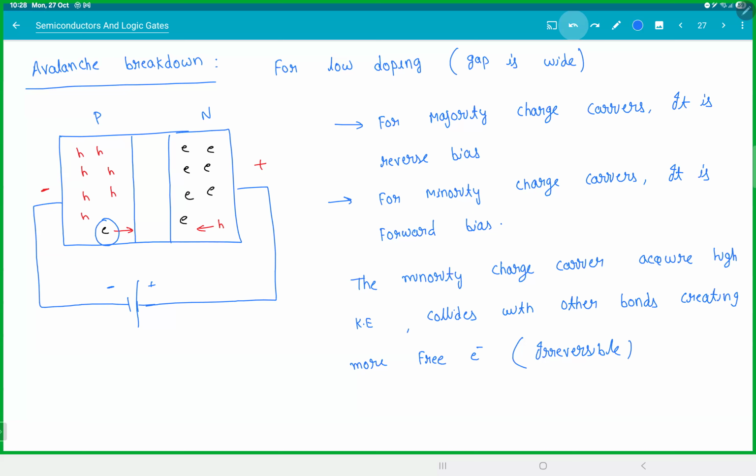At some point, they gain enough energy, they start bashing each and every bond, and everything breaks down. But unfortunately, this is a very bad thing. If this happens, it is irreversible. The circuit will literally burn down. There'll be a fire, everything will get overheated and burn down. So this is not useful for us.